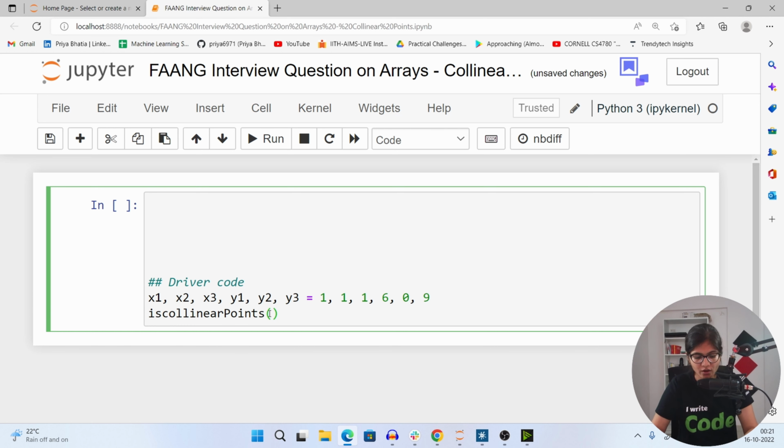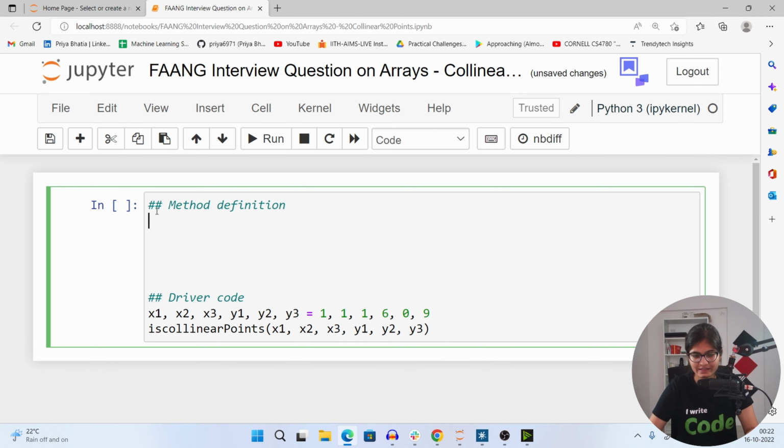Here you can pass all the values that you have with respect to the points, which are x1, x2, x3, y1, y2 and y3. Now I can demonstrate the method definition for the same. So now, def is_collinear_points, and inside that I can type all the point values that we have.